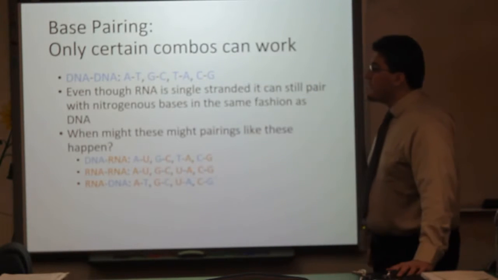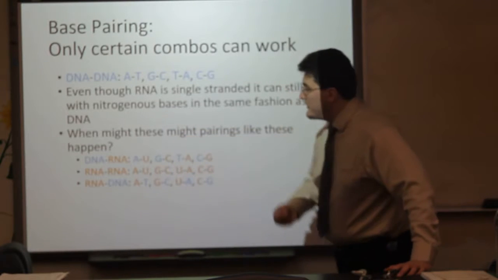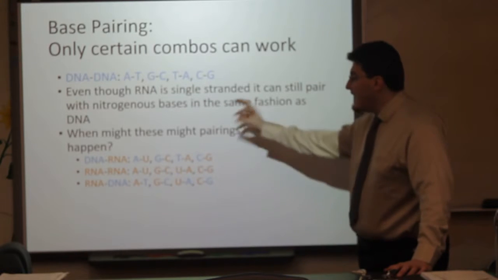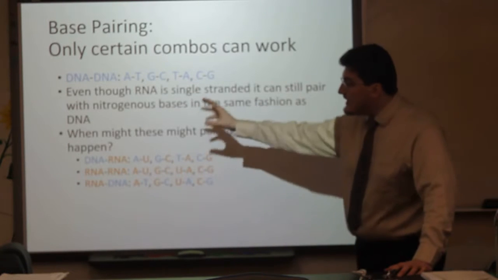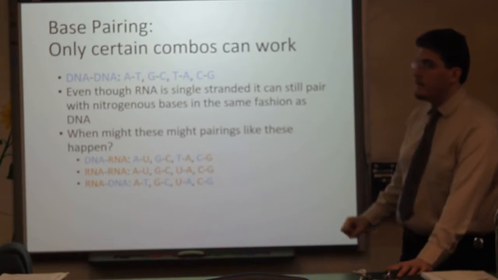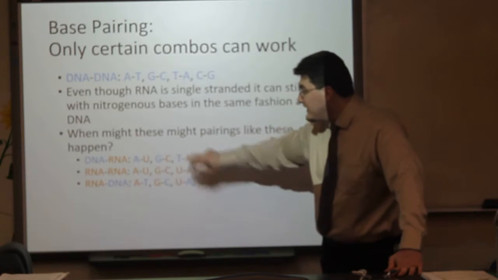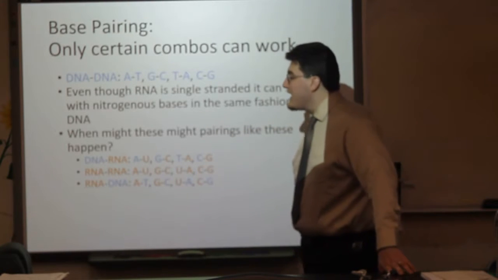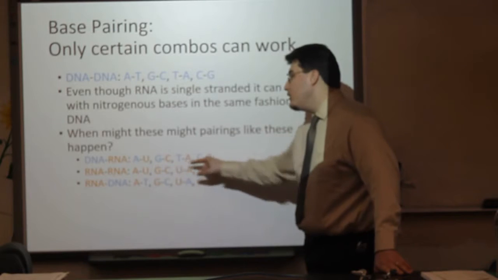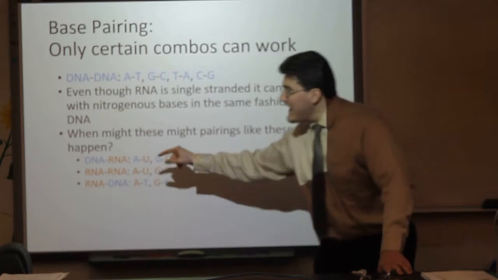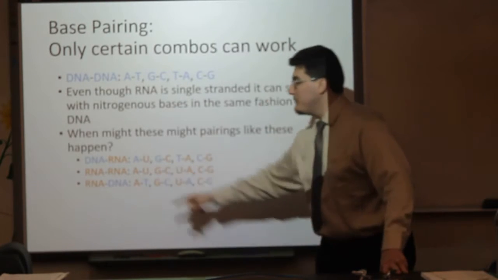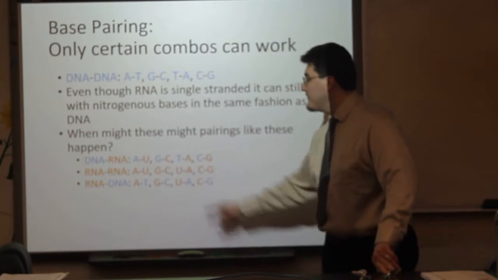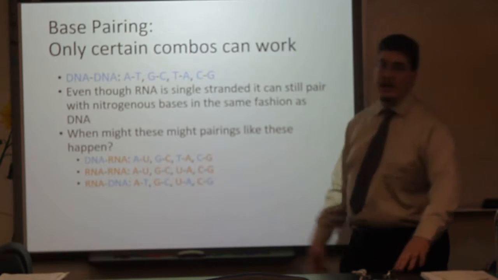So DNA when paired with RNA, adenine to uracil, guanine to cytosine, thymine to adenine, and cytosine to guanine. Remember, the DNA is in blue and the RNA is in red. That's why we can have thymine here and adenine here, but adenine to uracil here. RNA to RNA, A to U, G to C, U to A, C to G. RNA to DNA, A to T, because DNA is our blue and RNA is our red, A to T. G to C, U to A, C to G.